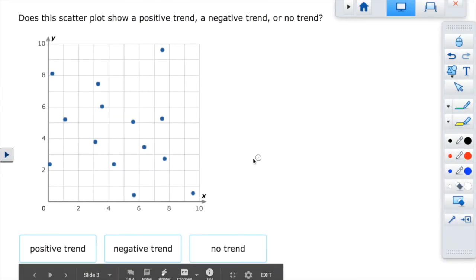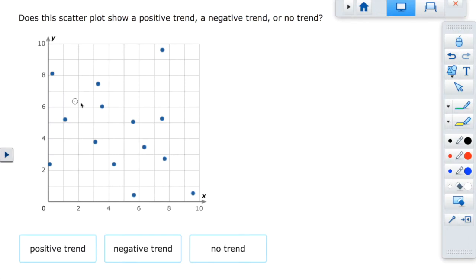Okay, our next scatter plot. Can I draw a line that would represent most of this data? Maybe I could draw one that goes like this, but there's really no line that I could draw that would represent most of the data. So this one is no trend. I don't see the data, like the last one, going down a certain way or going up a certain way. So this would be no trend. It's just scattered all over.